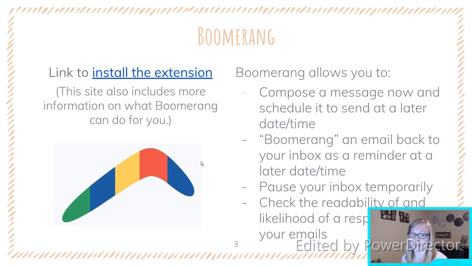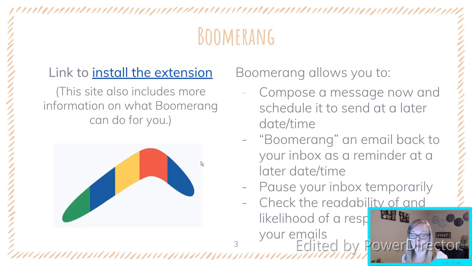So let's get started. This tip today is about an extension called Boomerang. If you're not familiar with extensions at all, they are, for the most part, free to download. You just go to the Chrome web store, and you can install these extensions into your Chrome web browser. This extension called Boomerang is specifically for Gmail, and it increases the functionality a lot. So let's start with what it does and then how you can get it.